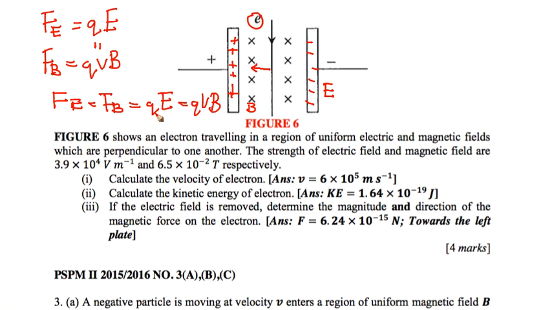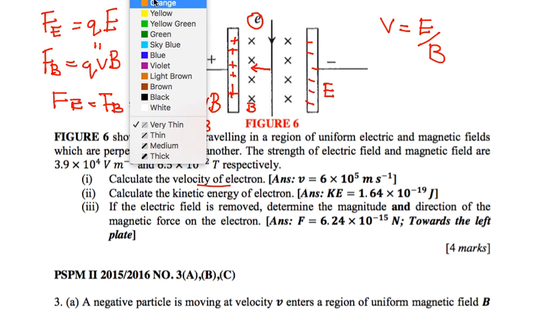So now the V, the speed, is equal to E over B. So I write that here: the velocity of the charge is equal to E over B. So now the question number 1, the velocity of the electron here.